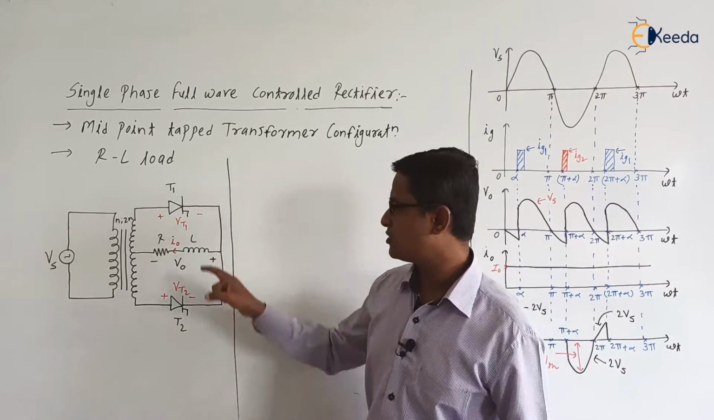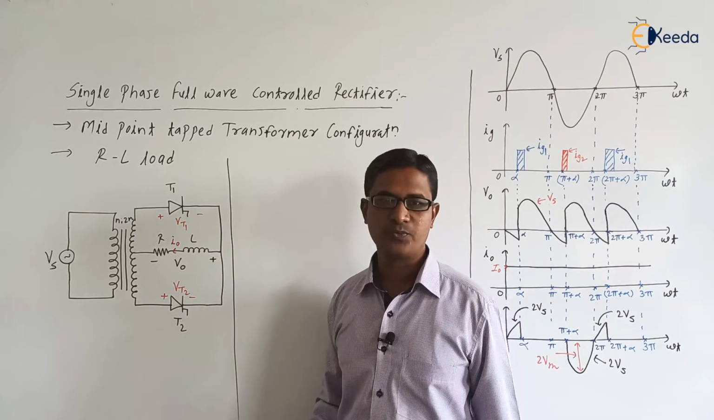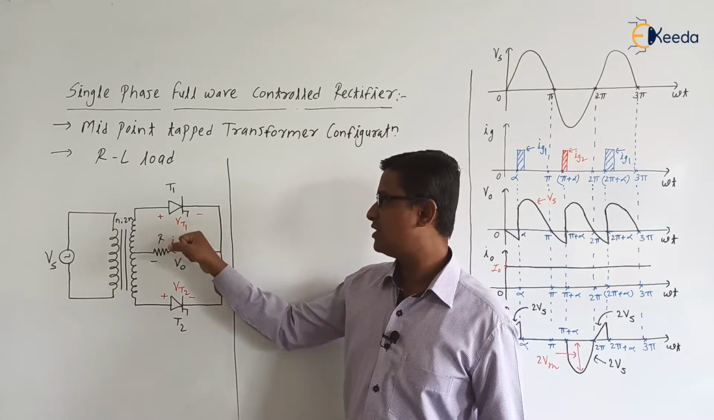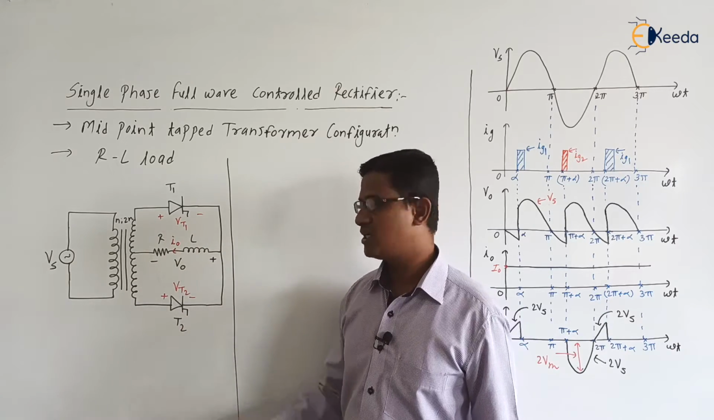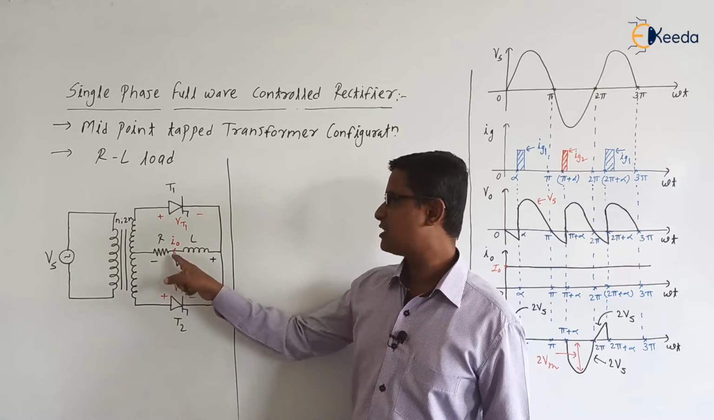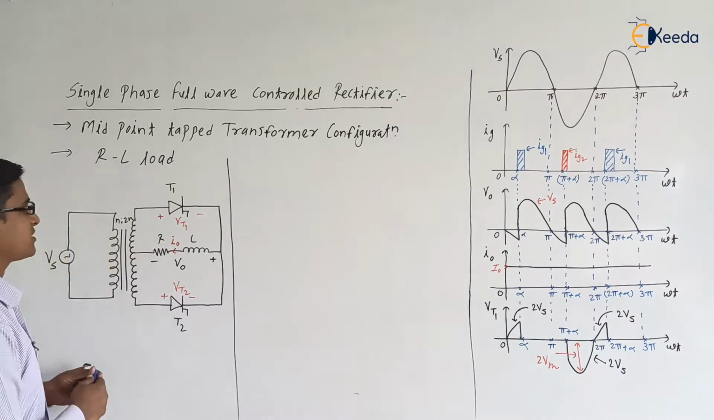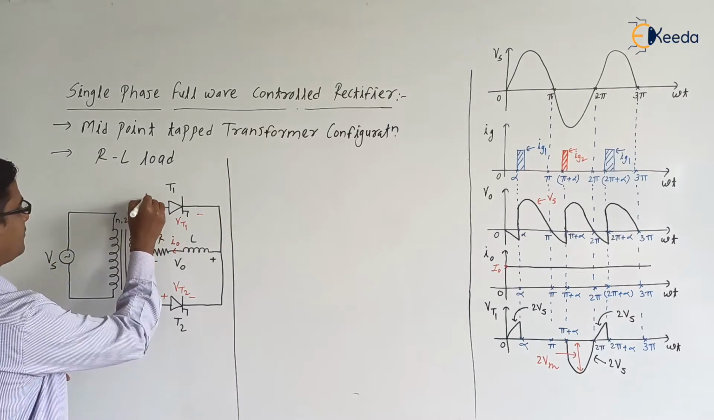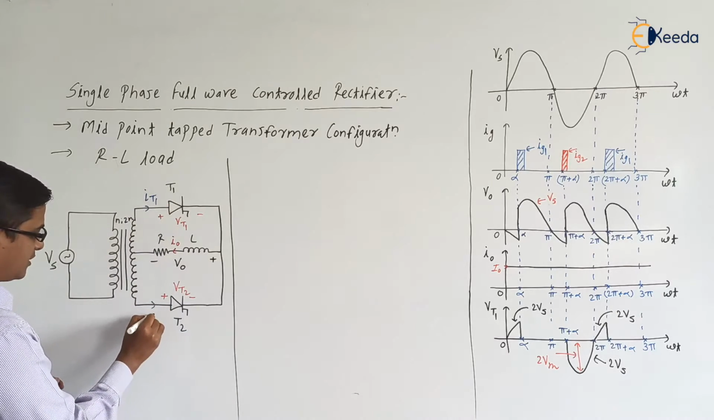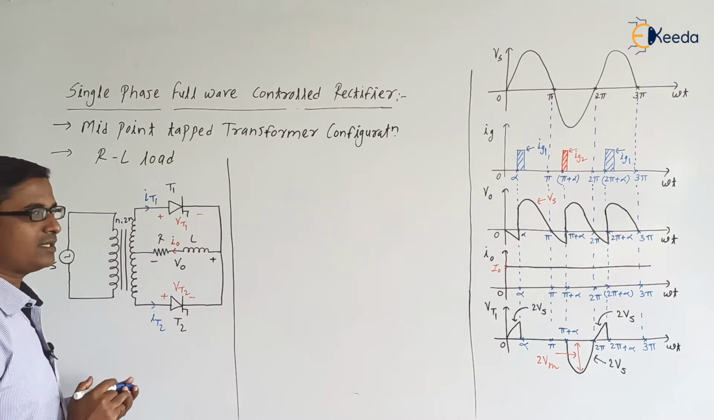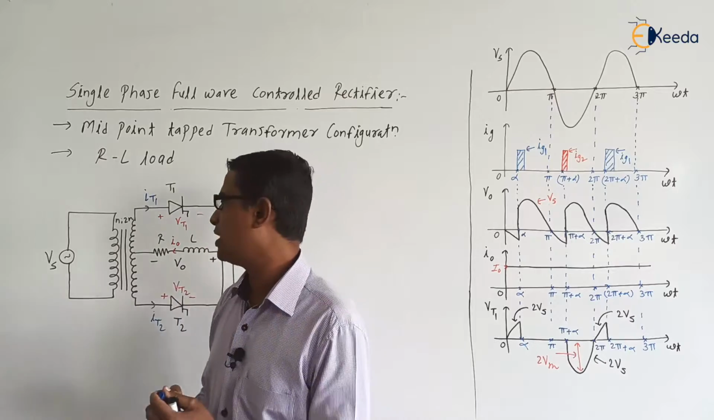Next, we are using two thyristors T1 and T2. Voltage across thyristor T1 is Vt1, and voltage across thyristor T2 is Vt2. Next, I0 is the current flowing through the load, and V0 is the load voltage. Let us consider the current flowing through thyristor T1 as IT1, and the current flowing through thyristor T2 as IT2. So the turns ratio is n to 2n.